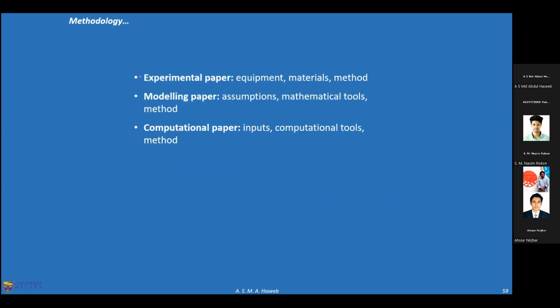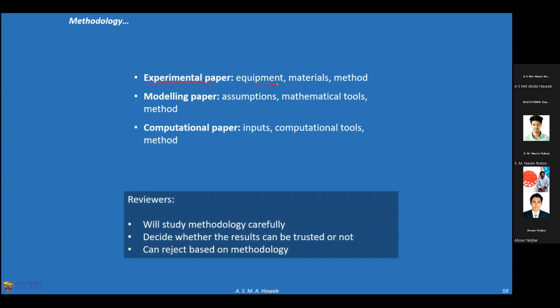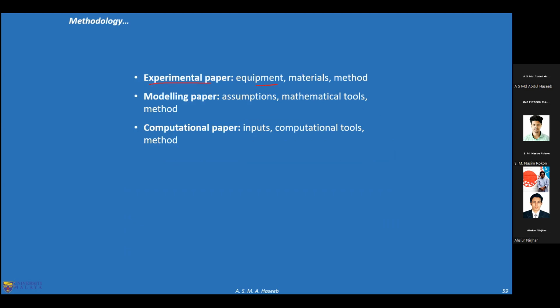When you have an experimental paper, in the methodology, you may have to describe the equipment, materials, and methods. If it is a modeling paper, then obviously you have to give the assumptions, mathematical tools used, and so on. For a computational paper, you have to describe the computational method and then give the inputs and tools that you have used.